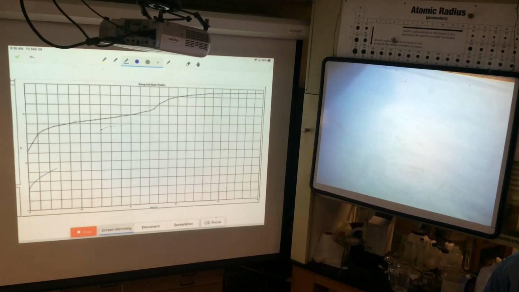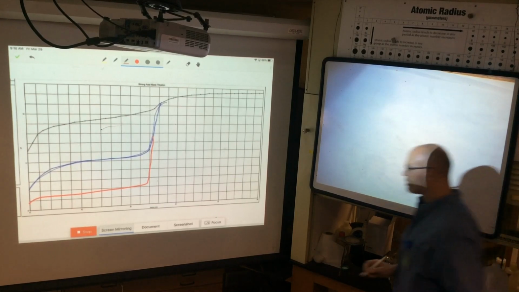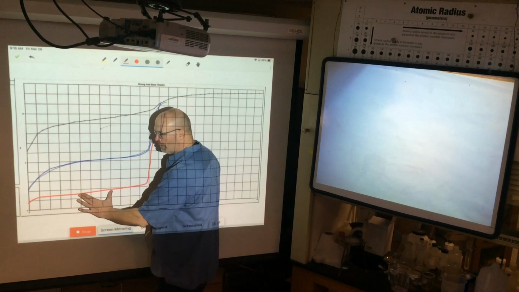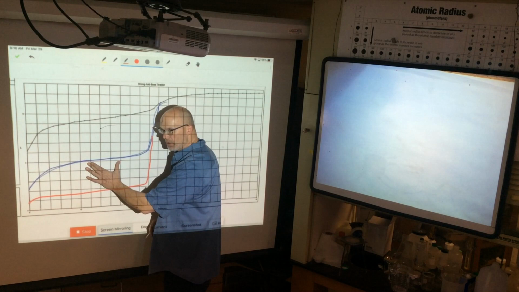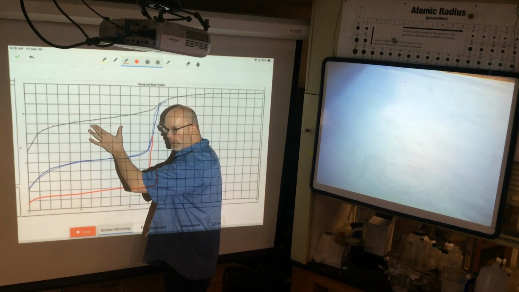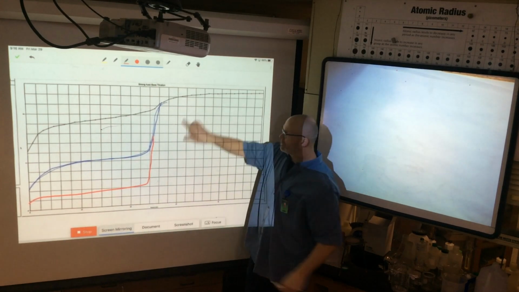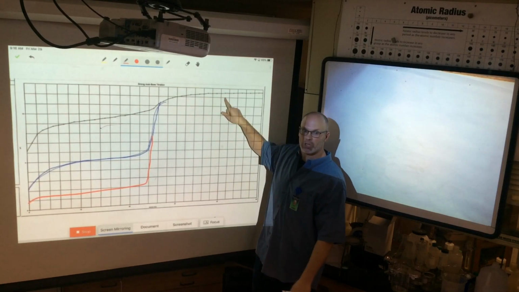Started low and went much higher. I can thicken that up. So we started something low here and we went much higher. And if we had a strong base, remember, it stayed low for longer and then shot up. So what I'm showing you is a strong acid, here is a weaker acid, and here is an even weaker acid.